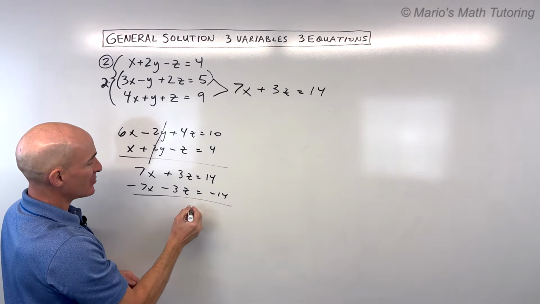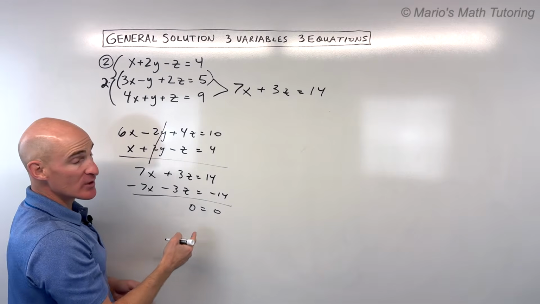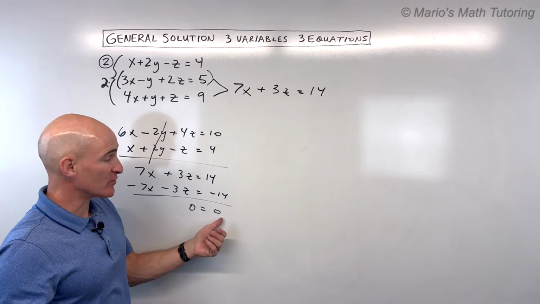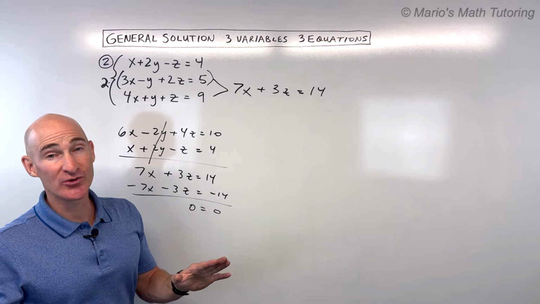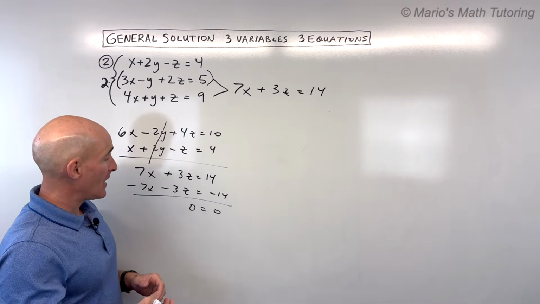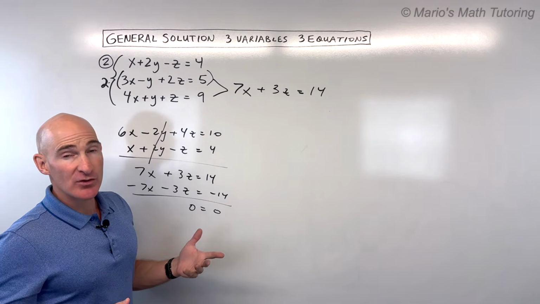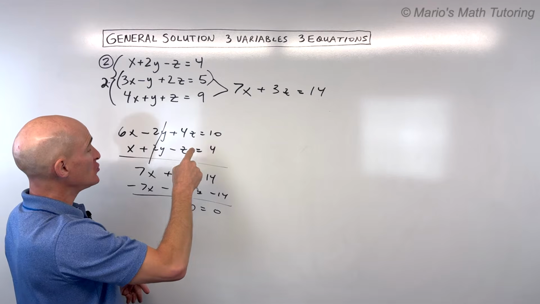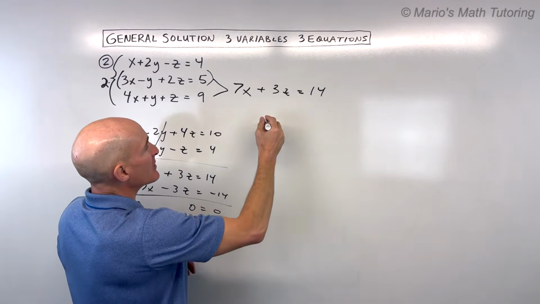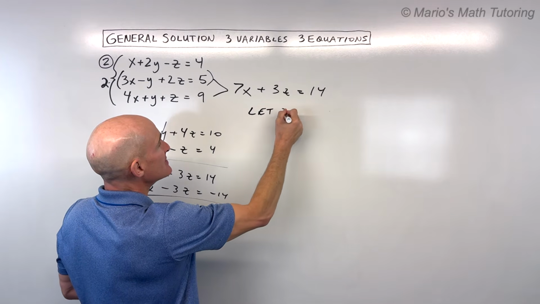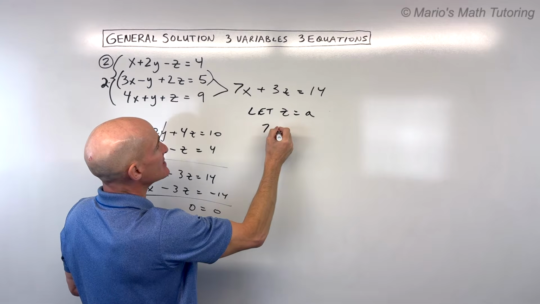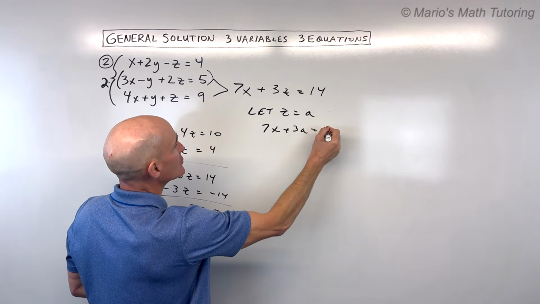When I add these together, you can see I'm getting 0 equals 0, which tells us that there's an infinite solution. Again, if it comes out to like 0 equals 3, then we know there's no solution, and we could just stop there. But to write this as a general solution, I'm going to set one of the variables equal to a using one of these two variable equations. So let's just say, for example, if I use this one, I'm going to say let z equal a. So if I put a in here, I get 7x plus 3a equals 14.